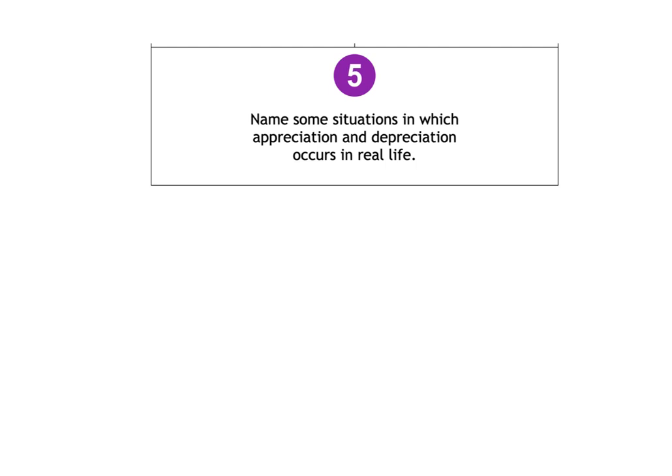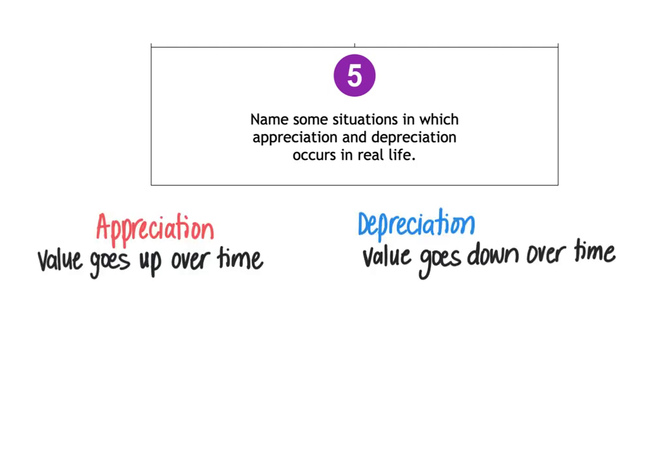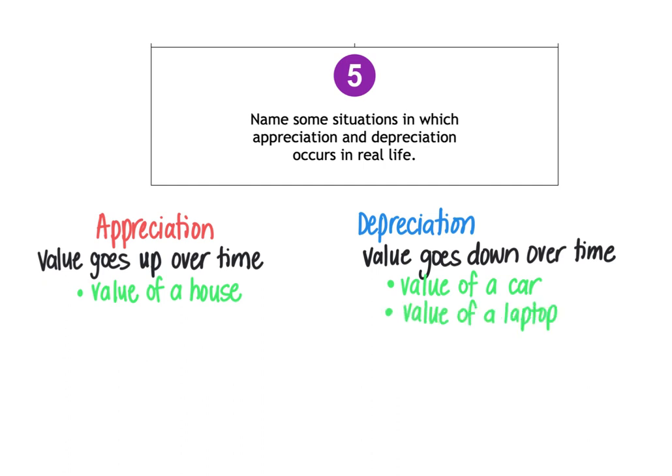Question 5 asks us to name some situations in which appreciation and depreciation occur in real life. We've already talked about a couple of examples. An example of appreciation would be the cost of a house. An example of depreciation would be the value of a car. Many electronics would also be examples of depreciation. So for instance, the value of a laptop or the value of your phone. Each of these are going to decrease over time.